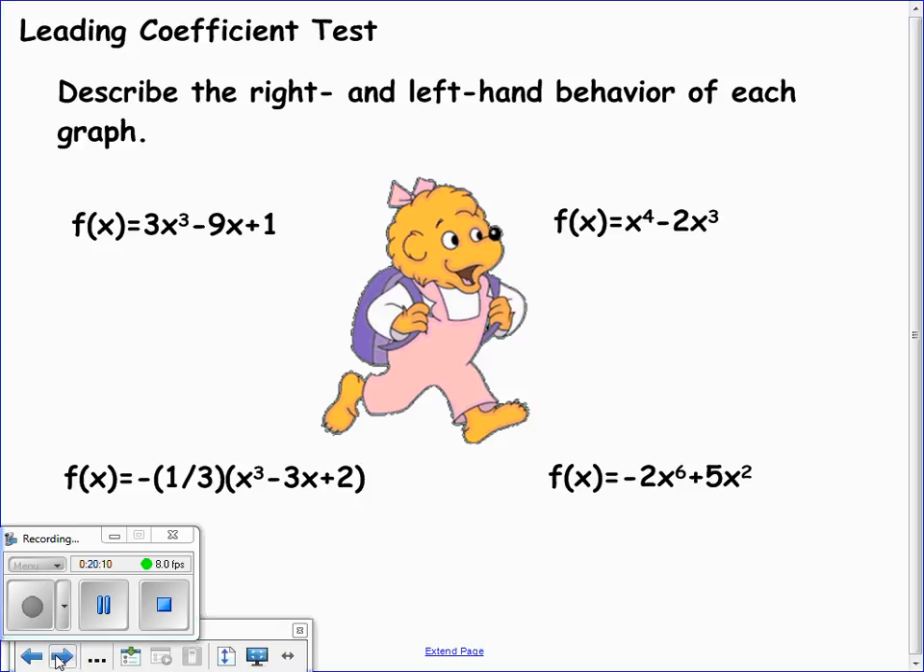Okay, so on the first one, 3x cubed minus 9x plus 1. So your exponent, even or odd? Is odd. Number in front is positive. Don't confuse them. We're talking exponent, even or odd. Exponent starts with an E, even starts with an E. And this is a squiggly up. Right? Because it's positive, and he's kind of odd, but he's positive.